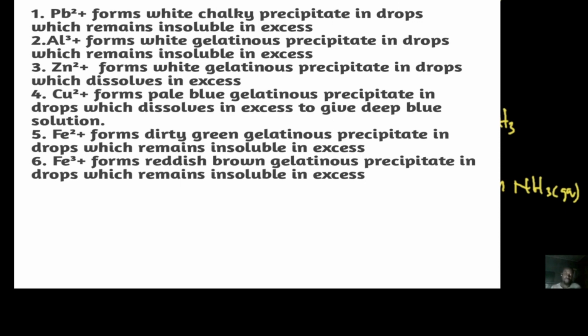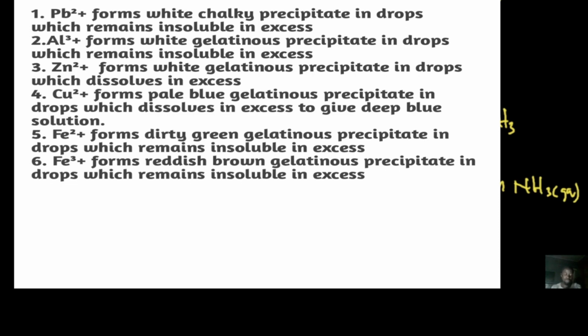Now, however, when you consider the others, let's go to the next one. Aluminium forms white gelatinous precipitate in drops, which remains insoluble in excess. The simple reason is this, that aluminium does not form the tetraamine complexes. The only two substances that form tetraamine complexes are zinc and copper, and that is why they are the only ones that are soluble in excess ammonia. So just have that in mind. Okay, so if you are dealing with Pb2 plus, you have a white chalky precipitate which remains insoluble in excess.